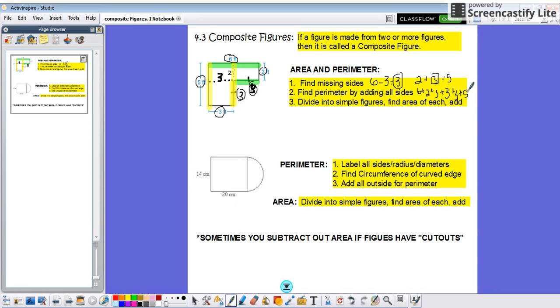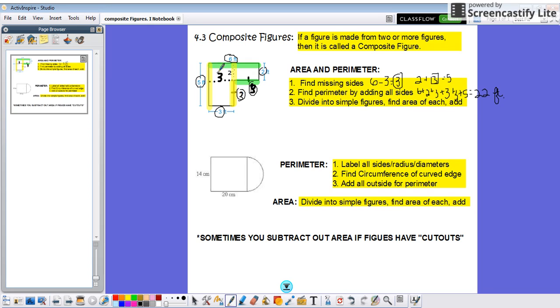That gets us all the way around. And our total is 22. 22 what? I hope you know that perimeter is just a fence line, and it's feet, the units that we're given. Now, we are supposed to divide it into simple figures and find the area of each.